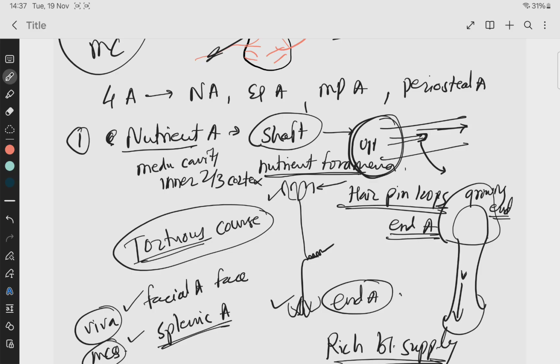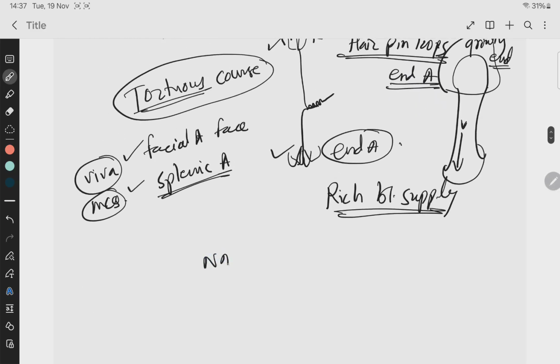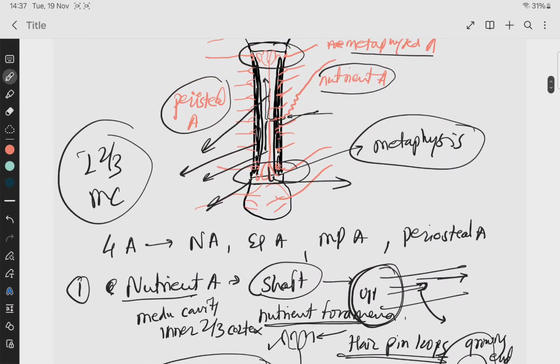Which is the largest nutrient artery in the body? The nutrient artery of the tibia is the largest nutrient artery in the body. That's it. You have to write this in the nutrient artery. So you have to draw this diagram. This is the nutrient artery. I am drawing it again. So this is the nutrient artery.